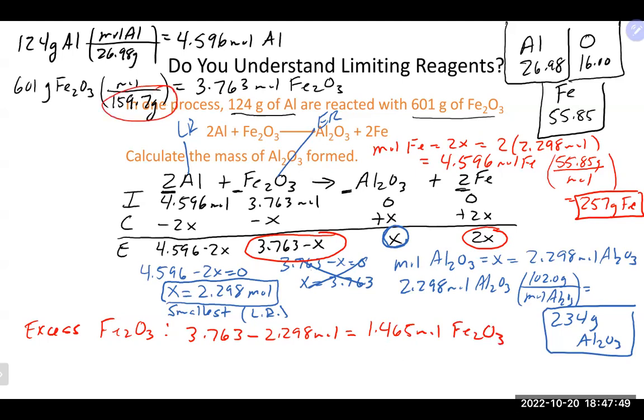So we can multiply that by 159.7 grams per mole. And we got about actually 234 grams of the iron 3 oxide left over. So we started with 601 grams of the iron 3 oxide. We have about 234 of it left over. We used 300 and some change there in the reaction.